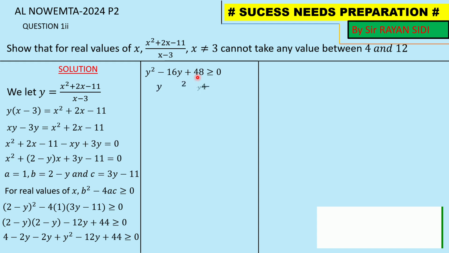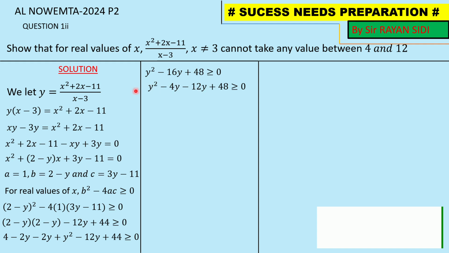And those two factors are nothing less than negative 4 and negative 12. Realize that negative 4 minus 12 is negative 16, and negative 4 times negative 12 is 48. So I have y squared minus 4y minus 12y plus 48 is greater than or equal to 0.